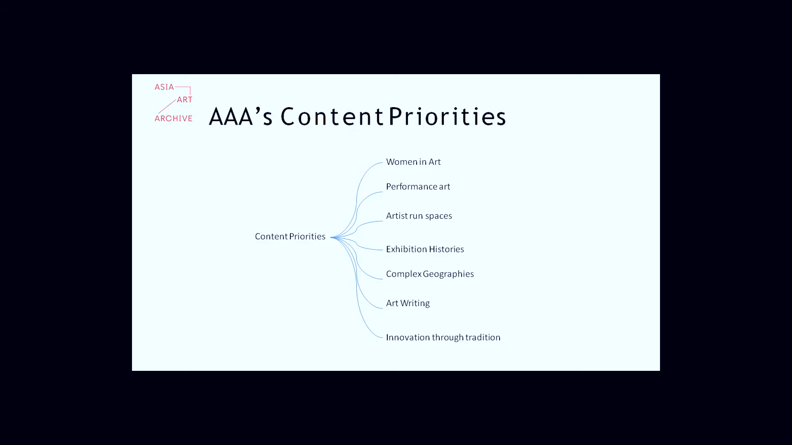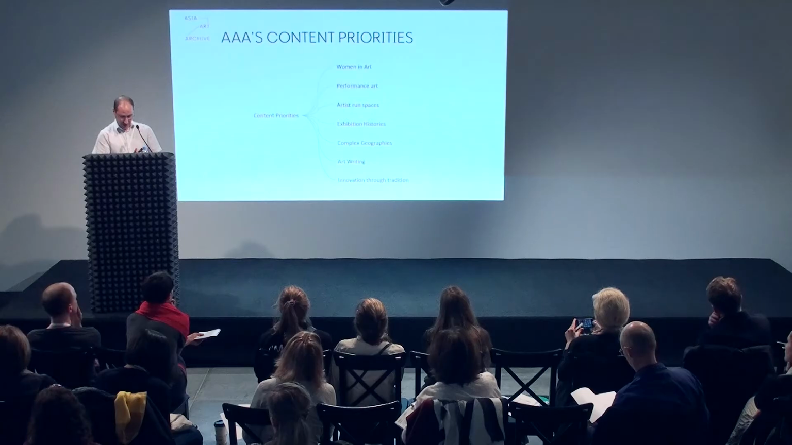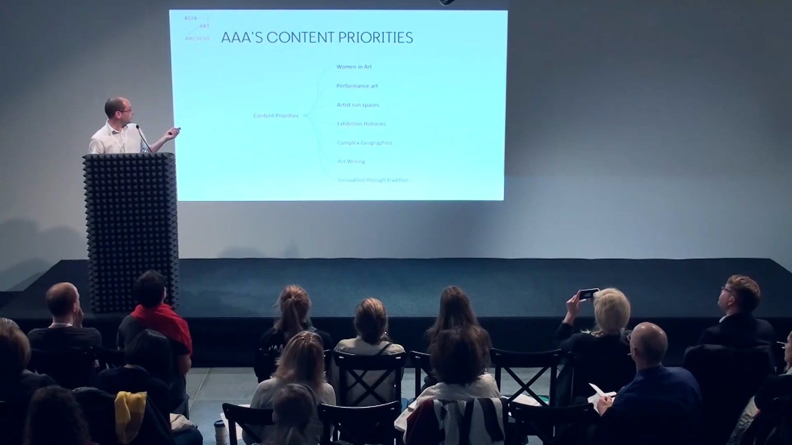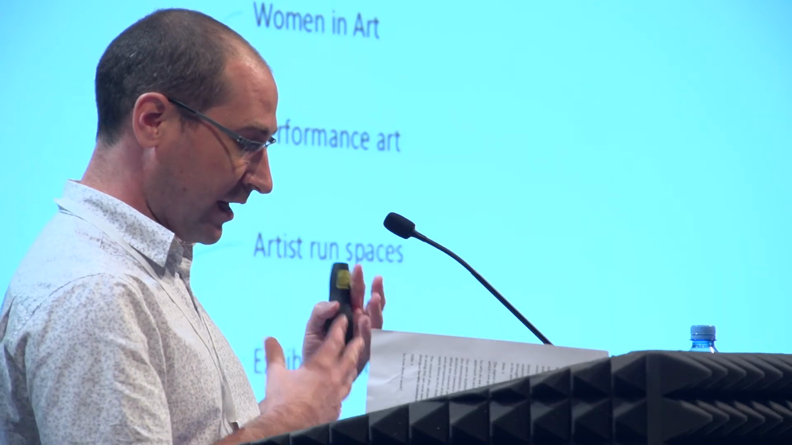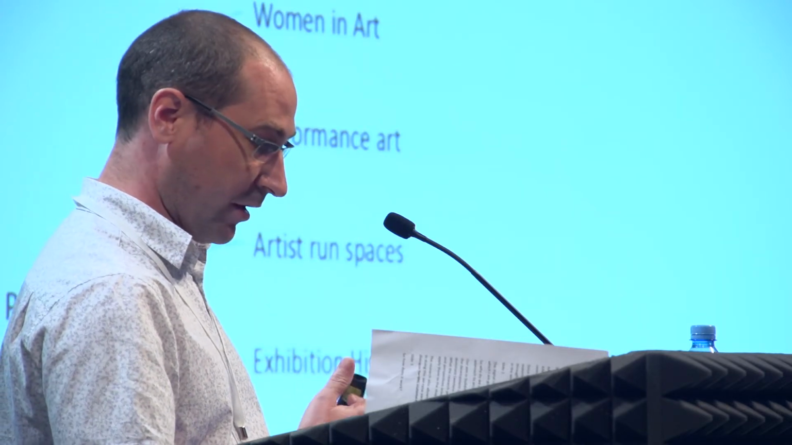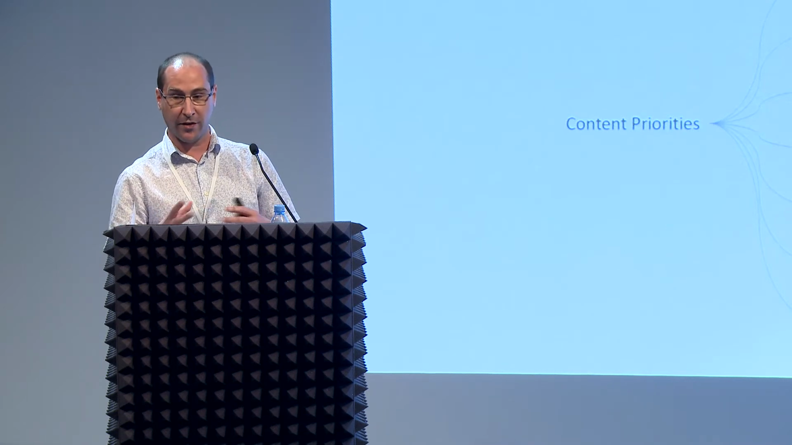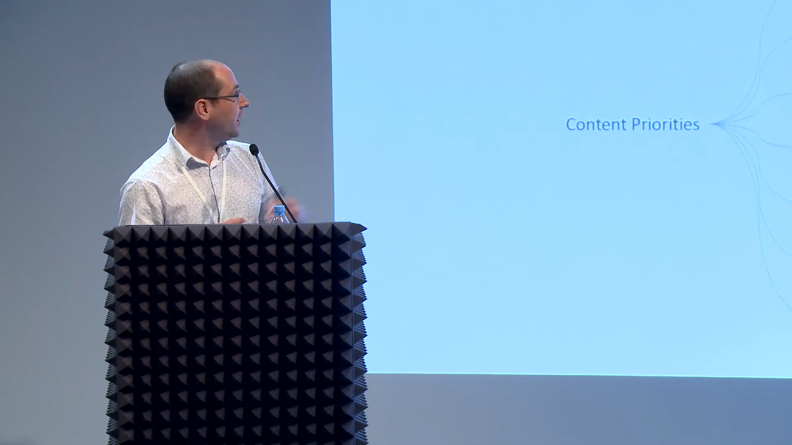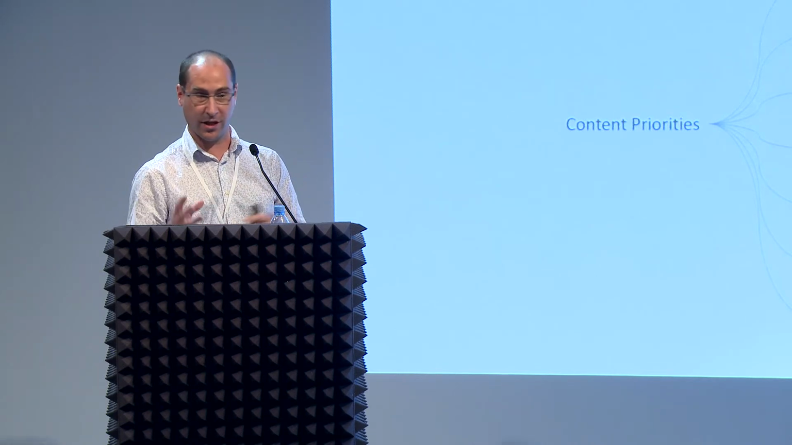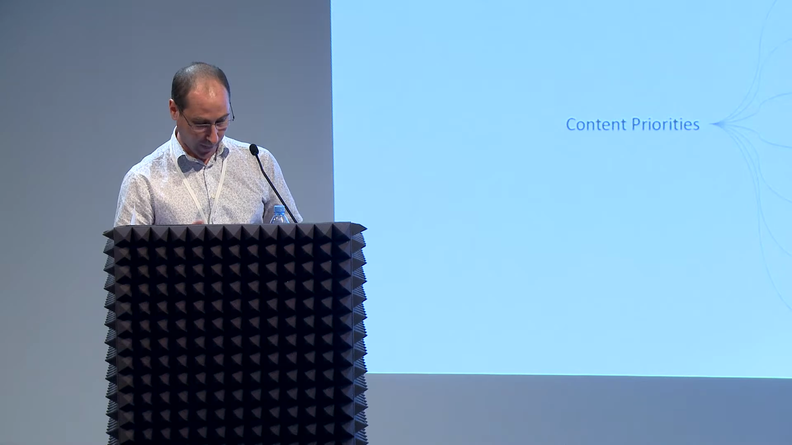So how do we actually do this? Strategically, AA has a set of content priorities which you can see here. These are our overarching areas of interest that have been developed over time, and they're based on our core goals, and they evolve over time. So for example, performance art is something that we've been working on for quite a long time now. We have maybe 3 or 4 collections of performance art material, whereas women in art is something that we're just starting to think about at the moment.